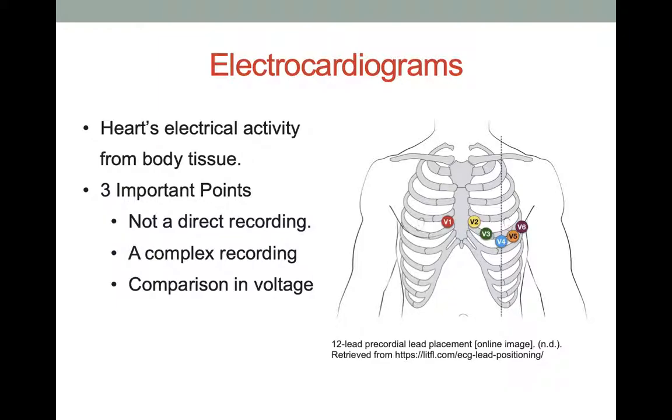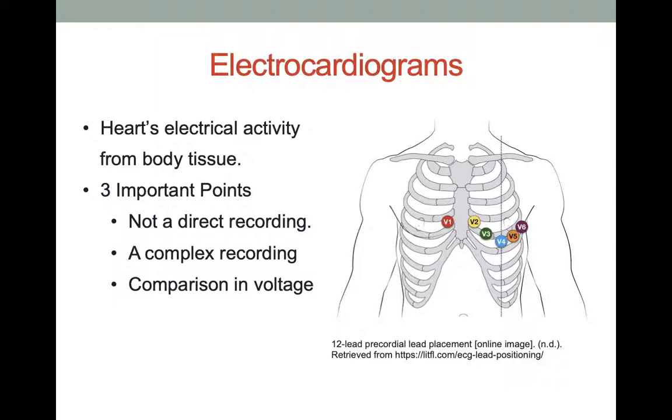Number two, it is a complex recording. It represents the overall spread of the activity throughout the heart, with both depolarization and repolarization occurring. So we are not measuring a single action potential at a single point in time. It is a continual thing. So some fibers may be depolarizing, some might be repolarizing. There should be a pattern to it, but it is a summation of all the underlying action potentials.